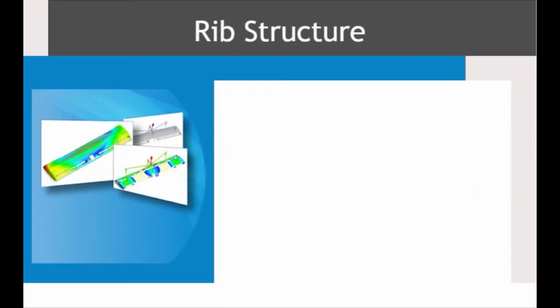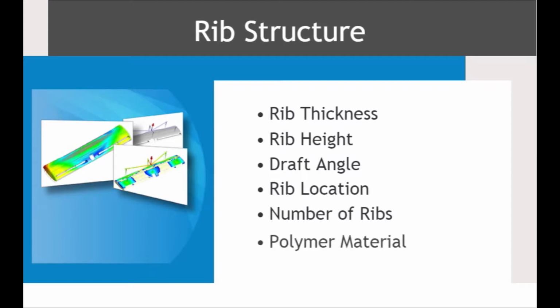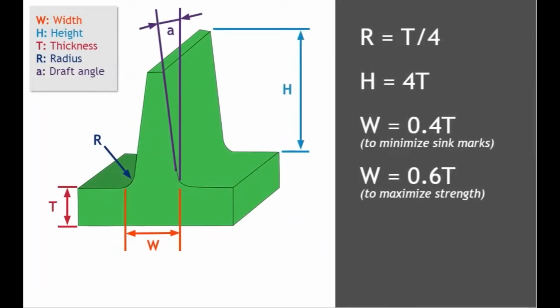As we saw in the previous lesson, when integrating ribs or rib structure into a design, there are several factors to consider. These include rib thickness, rib height, draft angle, rib location, number of ribs, and polymer material. In this lesson, we will focus on rib height and the fill behavior of the ribs.